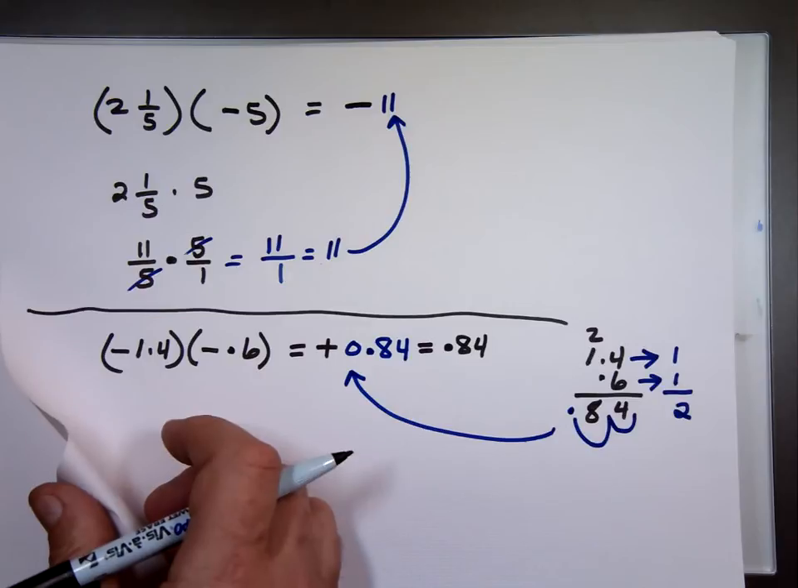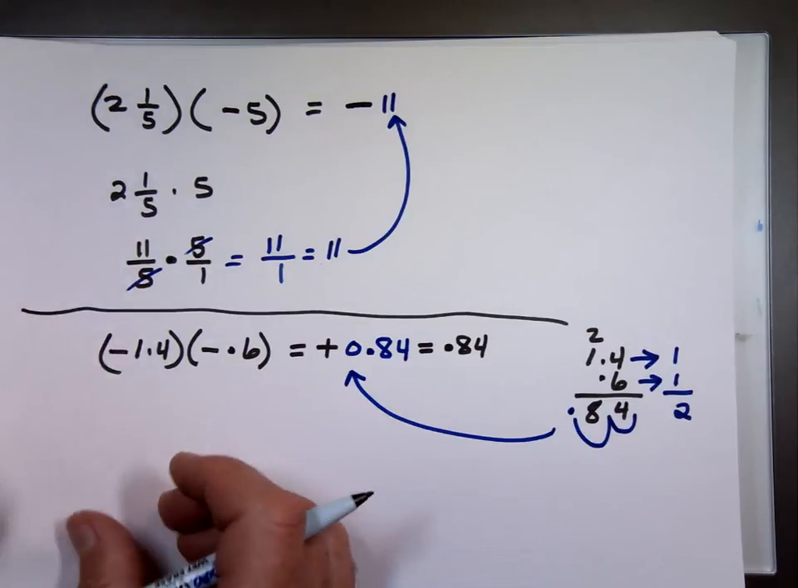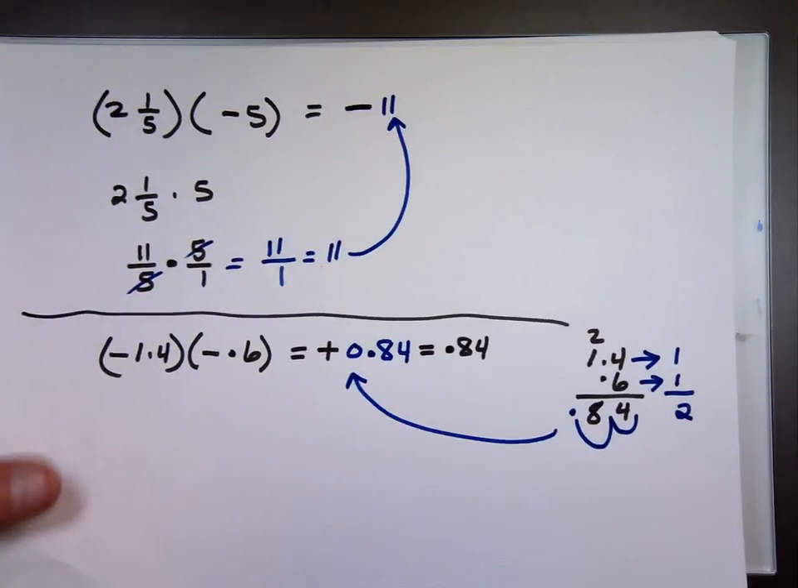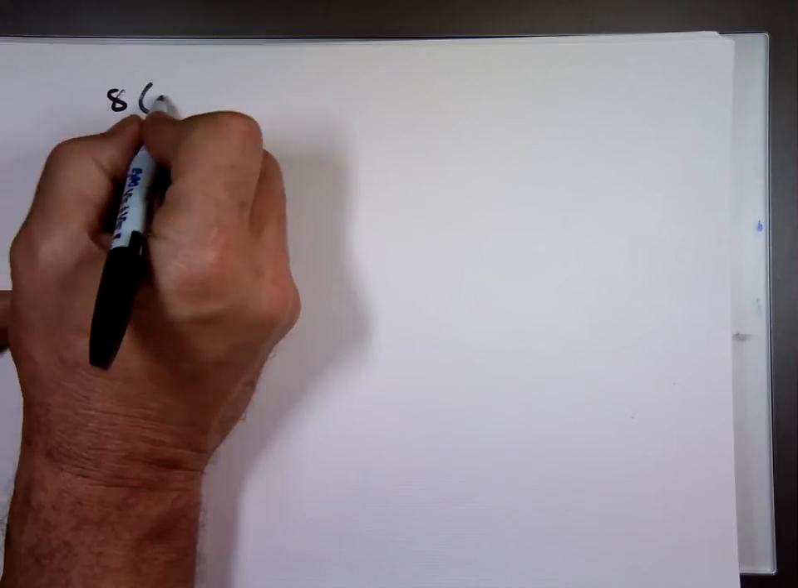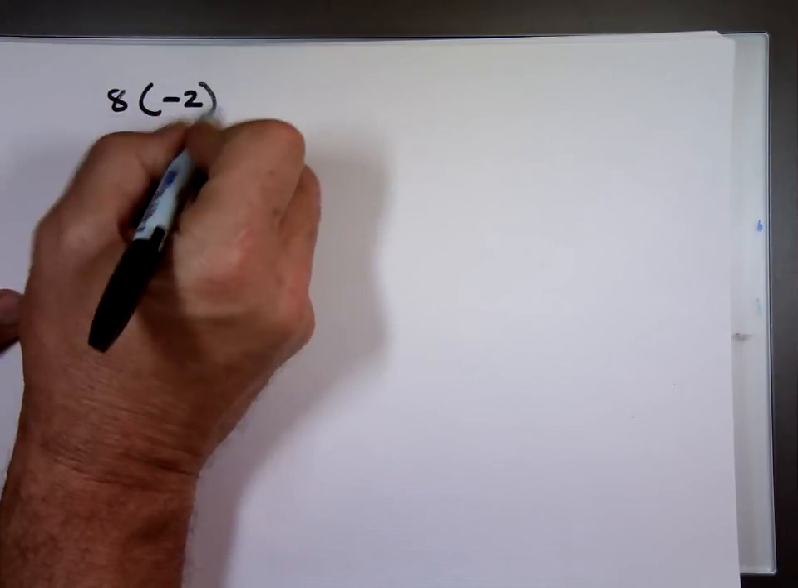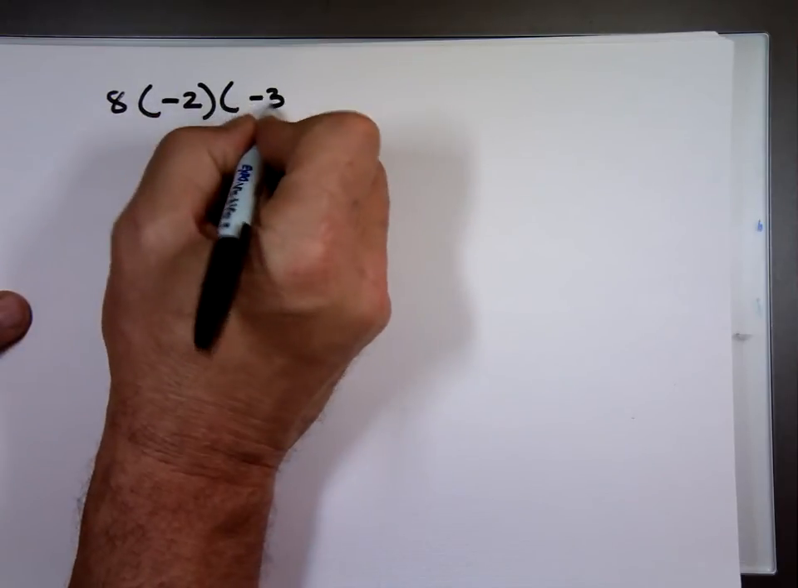Again, what happens if I have a chain of them? Like more than two, that's what I mean by chain. 8 times negative 2 times negative 3.